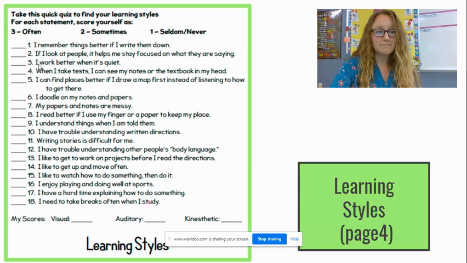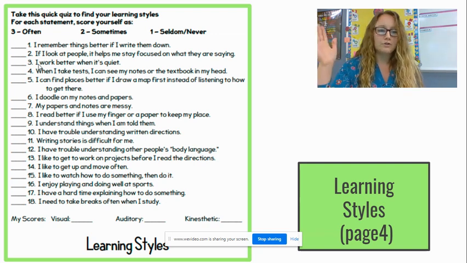Number 2, if I look at people, it helps me stay focused on what they're saying. So are you the type of person that has to look at someone to stay focused on what they're saying? If that's definitely you, you need to be looking at them to stay focused, put a 3. Okay, so you get the picture.